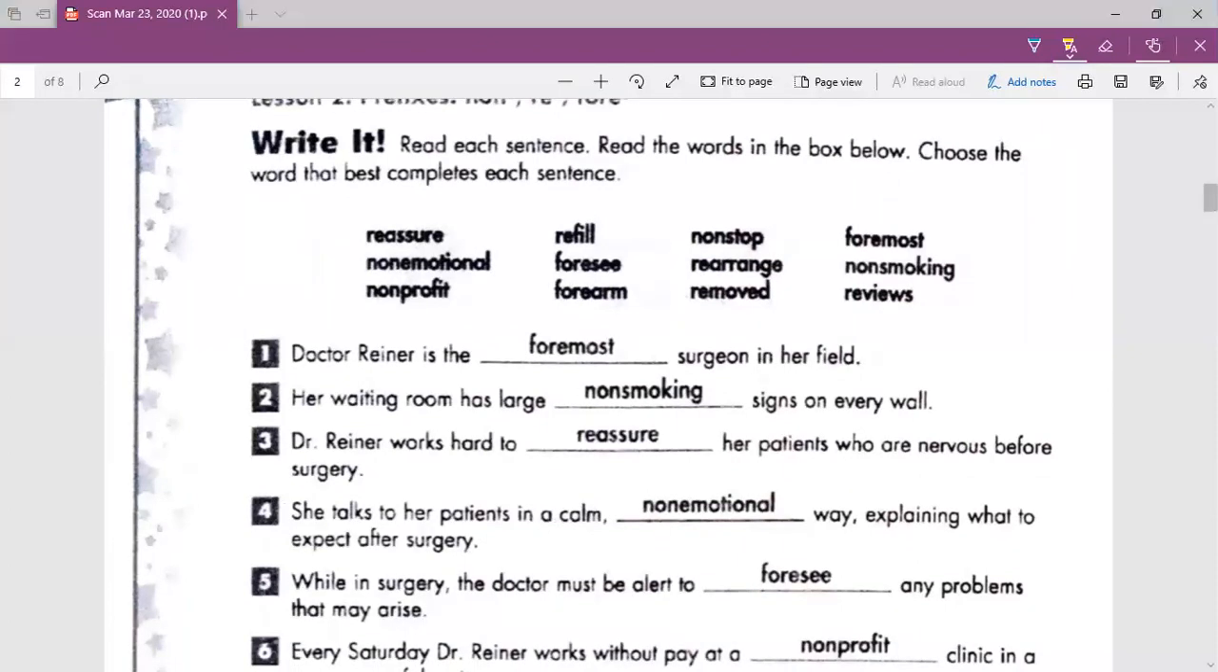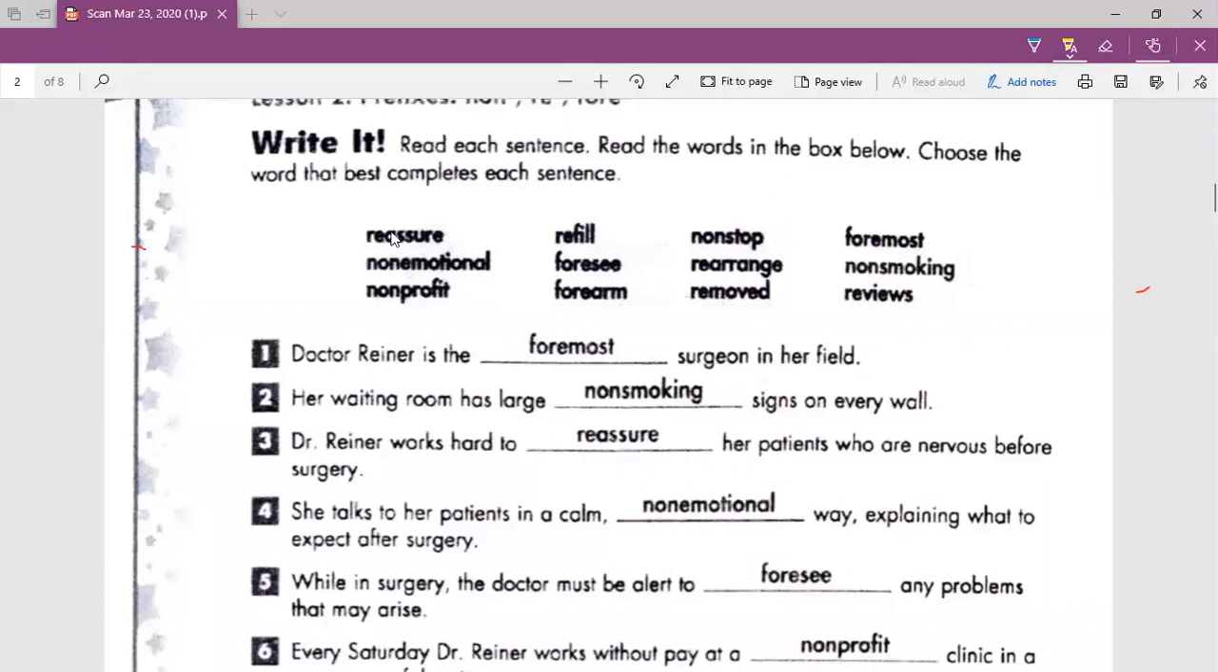Raise your hand if you want to read all the words. All right, Emil. Resources, refill, non-stop, foremost, non-emotional, foresee, garage, non-smoking, non-profit, forum.